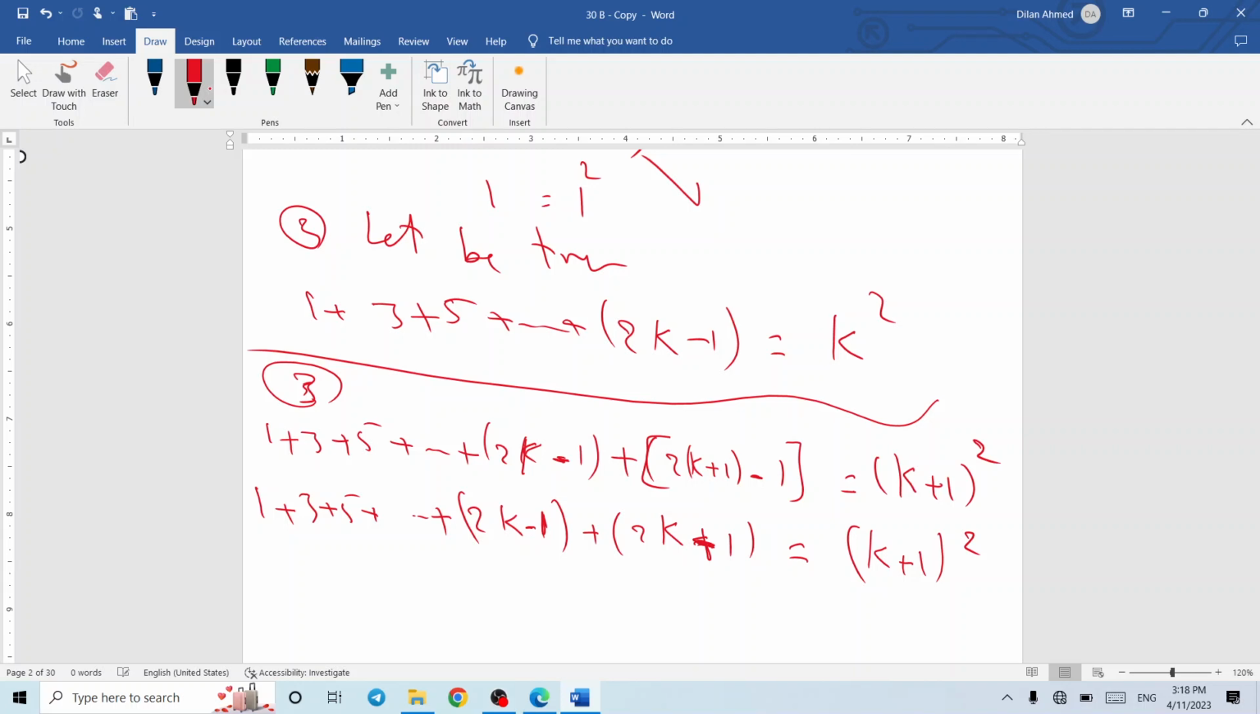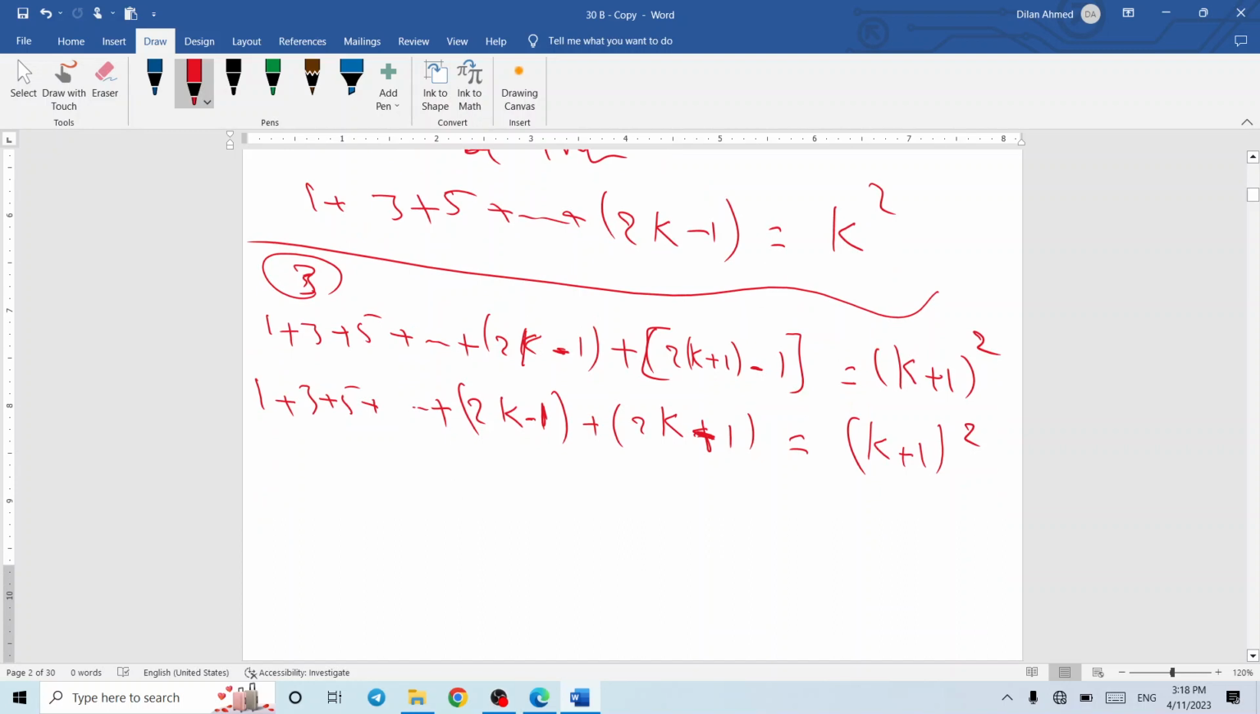Am I right? 2k plus 2 minus 1. 2 minus 1, I'll get plus 1. So I'm going to use the left side. I say left side, till here. Till here, I'll get what?